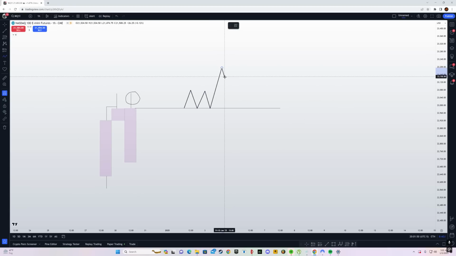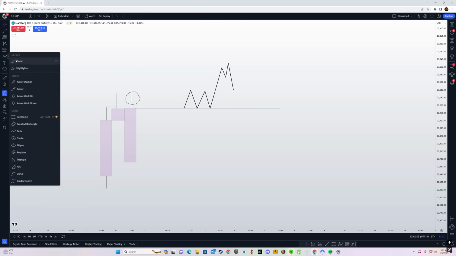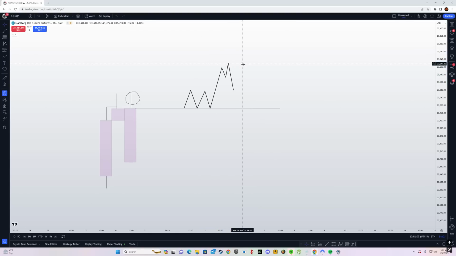But this big push to the downside is going to happen like this. So we have to wait for a market structure shift after a manipulation. But how do you identify the manipulation has ended over here? Very easy stuff.